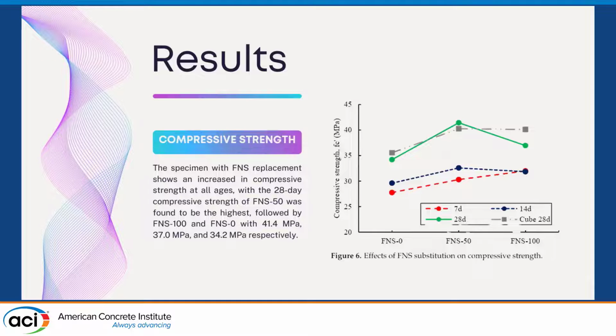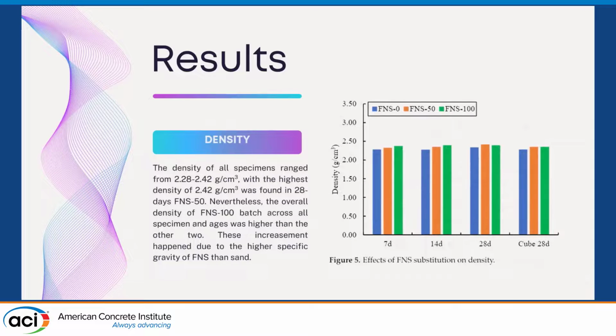The next result is the density of the concrete we use. As we increase the partial substitutions, the density of the concrete also increases, and it makes sense because this ferronickel slag has a higher specific gravity than the manufactured sand we use as the control variable.